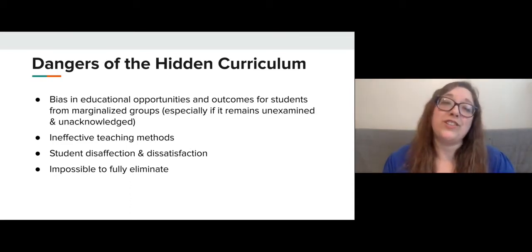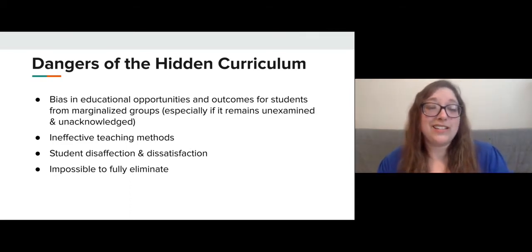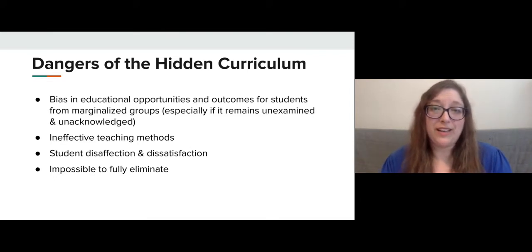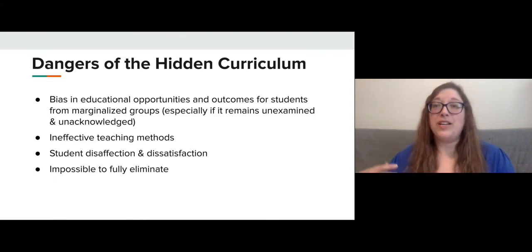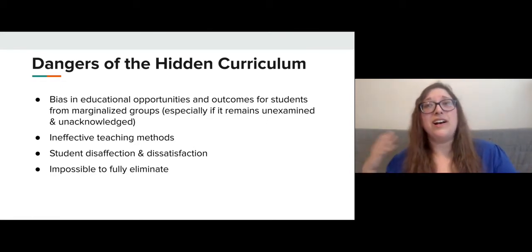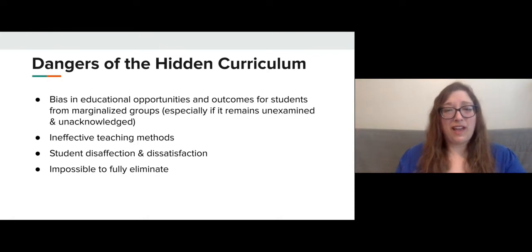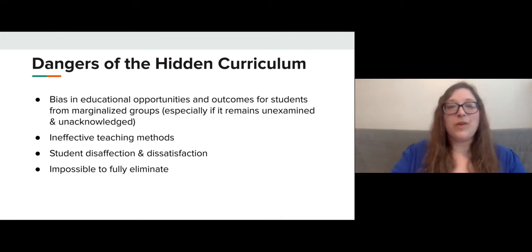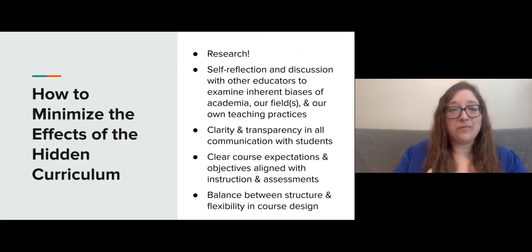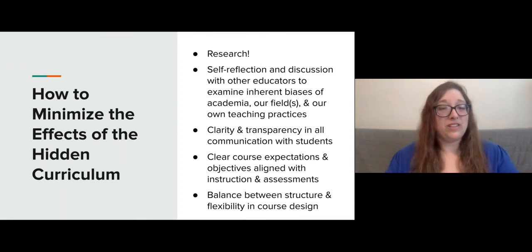And one of the most pernicious dangers about the hidden curriculum is that it's impossible to fully eliminate. As much as we would like to be able to see everything from our students' perspectives, sometimes it's just not possible, and I don't know what they don't know about my field or about my course or about academia in general, in order to fully explain that. So what do we do? If we can't eliminate the hidden curriculum, how do we minimize its effects?